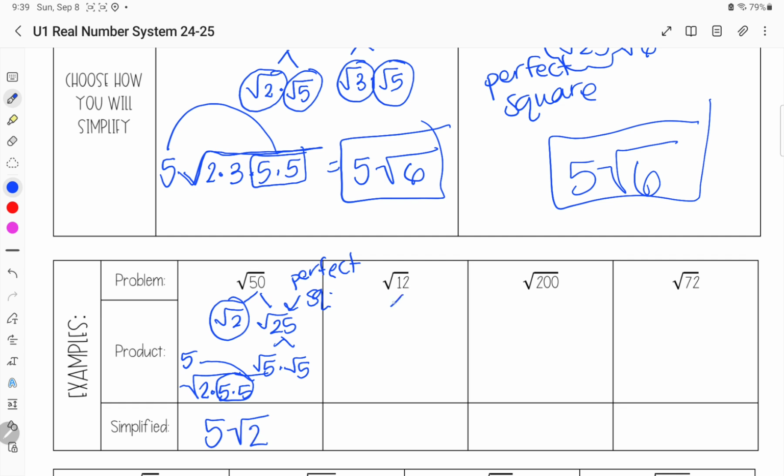All right, on number 12, we could do root 2 times root 6. Neither of these are perfect squares, so I'm going to circle 2, and I'm going to do radical 2 times radical 3. These ones are done now. So underneath here, I would have 2 times 2 times 3. I'm looking for pairs. I have a pair of 2s right here. So that would simplify to 2. So I'd end up with 2 radical 3.